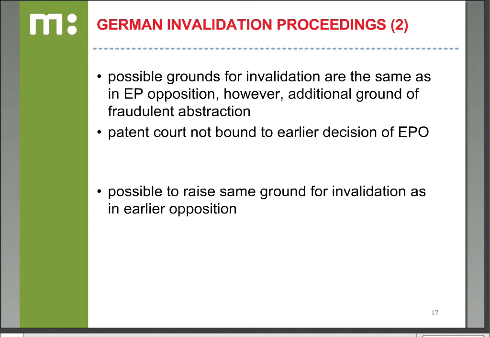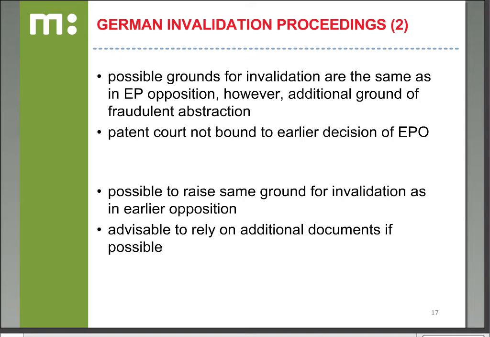You can also raise exactly the same grounds as in the earlier opposition, but it's also advisable, of course, to rely on additional documents if possible. So if you come up with another patent search after your opposition and you find documents which are novelty destroying, you can, of course, use them at the nullity proceedings. It's a different new proceeding.